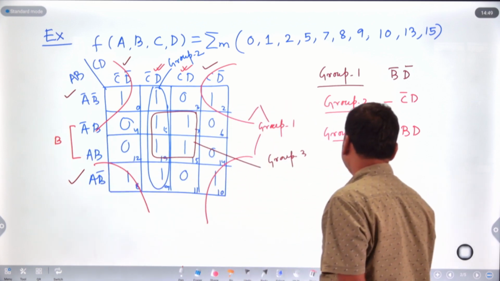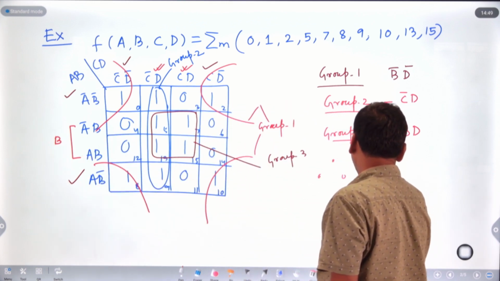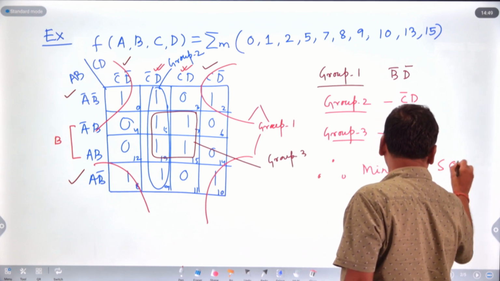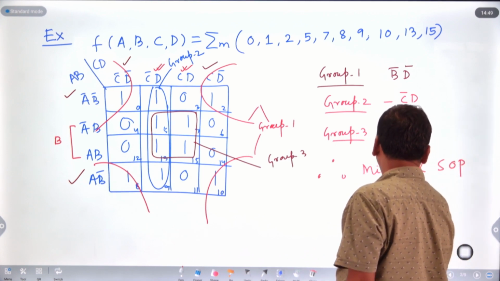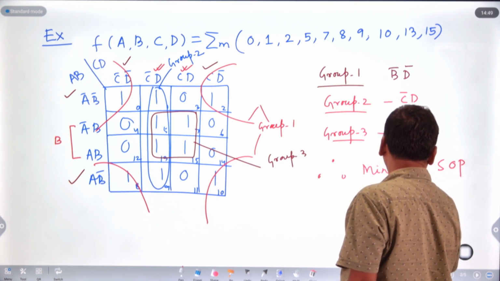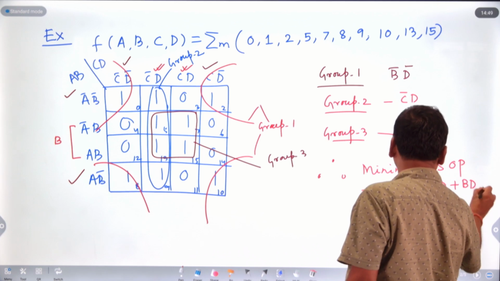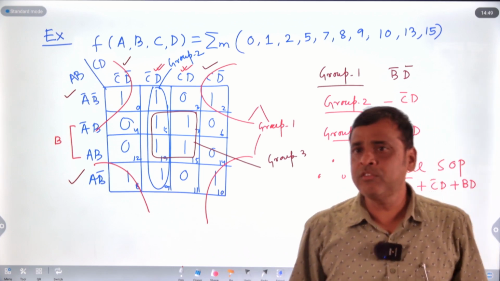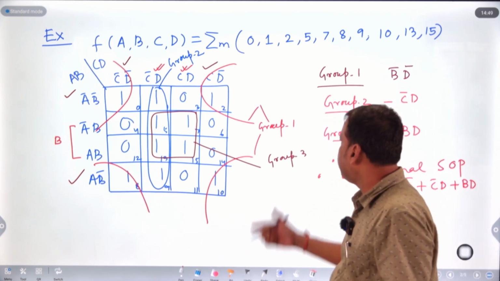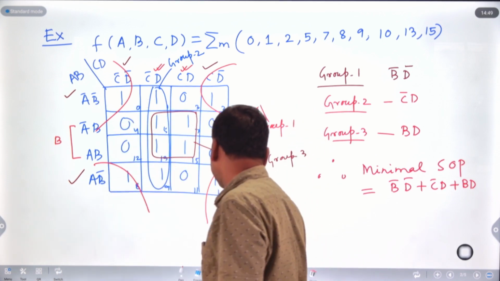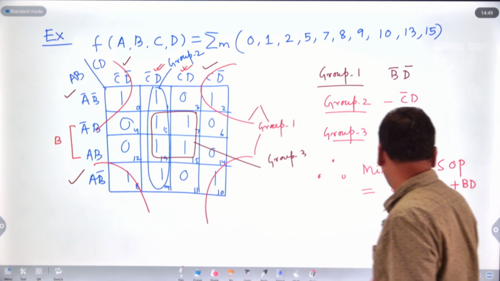That is BD. So therefore, the minimal sum of product, minimal SOP, equals B bar D bar plus C bar D plus BD. In this way, using KMF, you can minimize a logic function using a 4 variable KMF. So and then we will go for the next example.